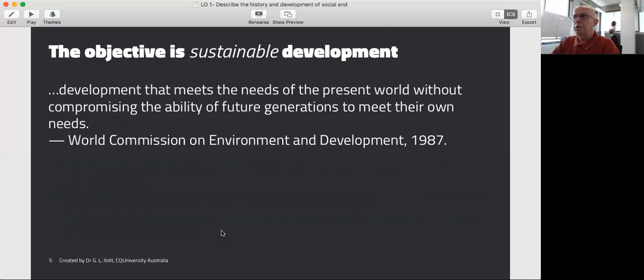And to look at sustainable development, what it is, here's a little definition from the World Commission on Environment and Development from 1987. And that is development that meets the needs of the present world without compromising the ability of future generations to meet their own needs. So this is a recurring theme in sustainability discussions. The idea is that you do what you need to do now, but don't take from the future generations.